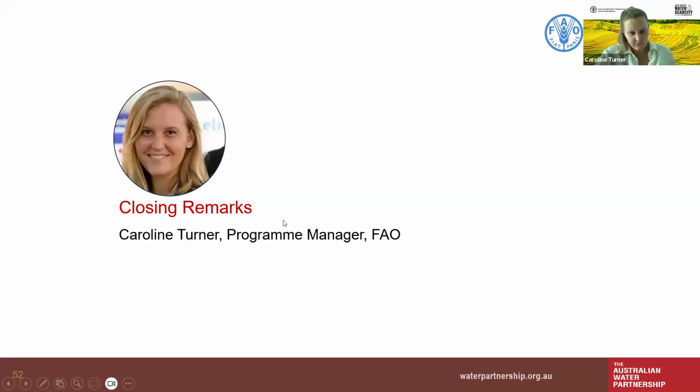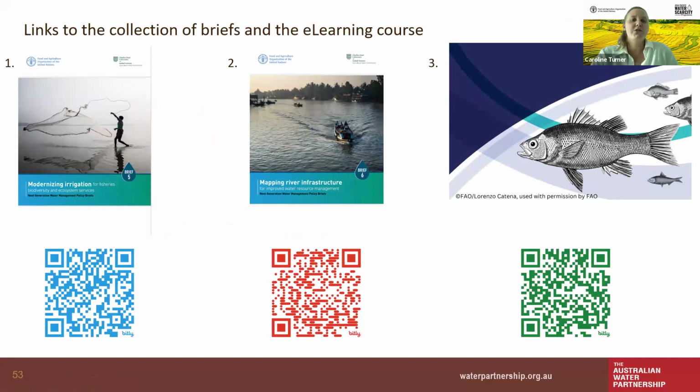Next slide, please. So if you really want to learn more, we have launched three knowledge products on what has been discussed today. The first two are part of our Next Generation Water Management brief series. We have one on modernizing irrigation for fisheries, biodiversity and ecosystem services, brief five, which focuses on the work of Lee and John. And then we have mapping river infrastructure for improved water resource management, brief six, which focuses on the work that Anna talked about today. If you're interested in how to look at fish barrier remediation in river basins, we have an e-learning that goes through step-by-step some of the challenges that you experience when looking at river basin barriers, and then also looking at how to apply different solutions to some of those challenges.